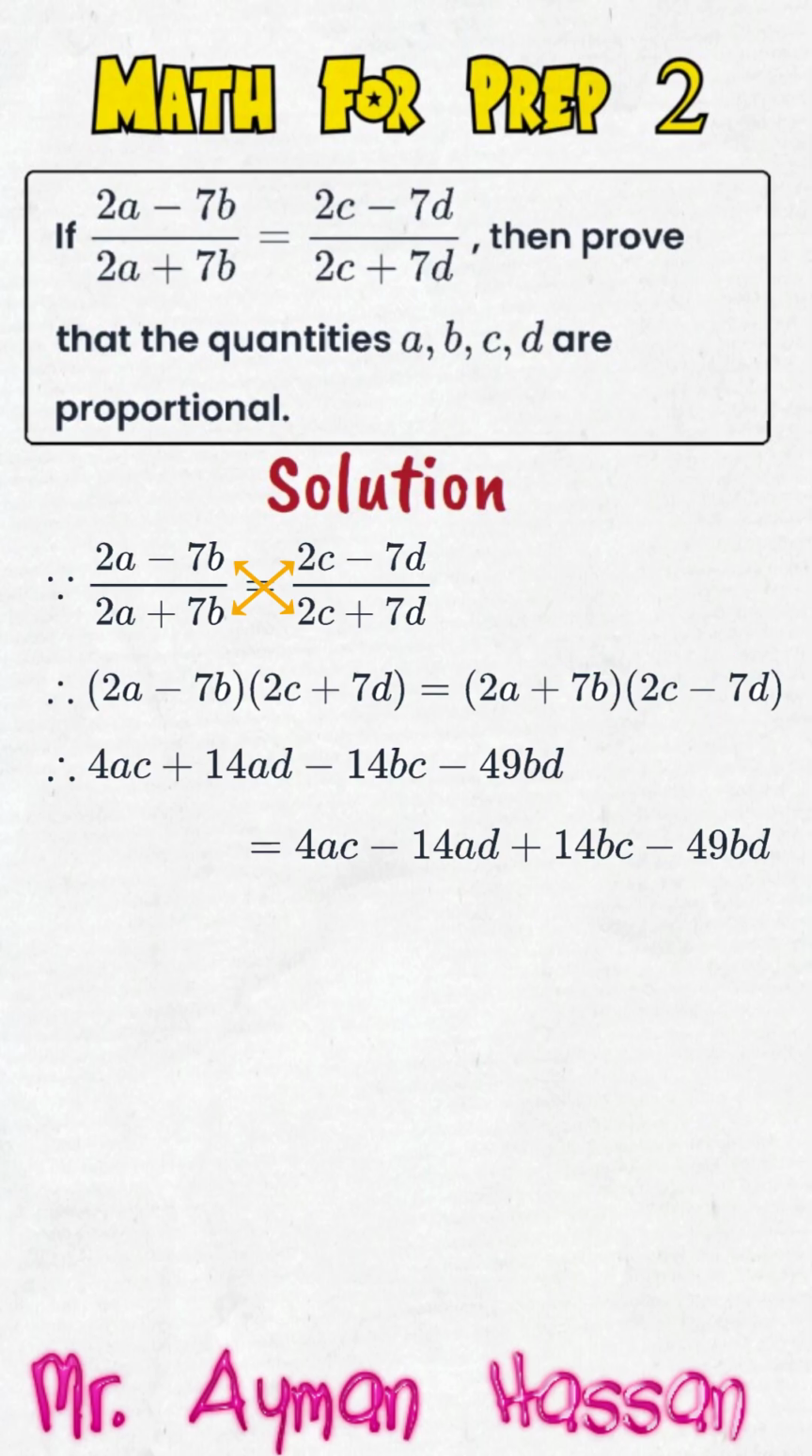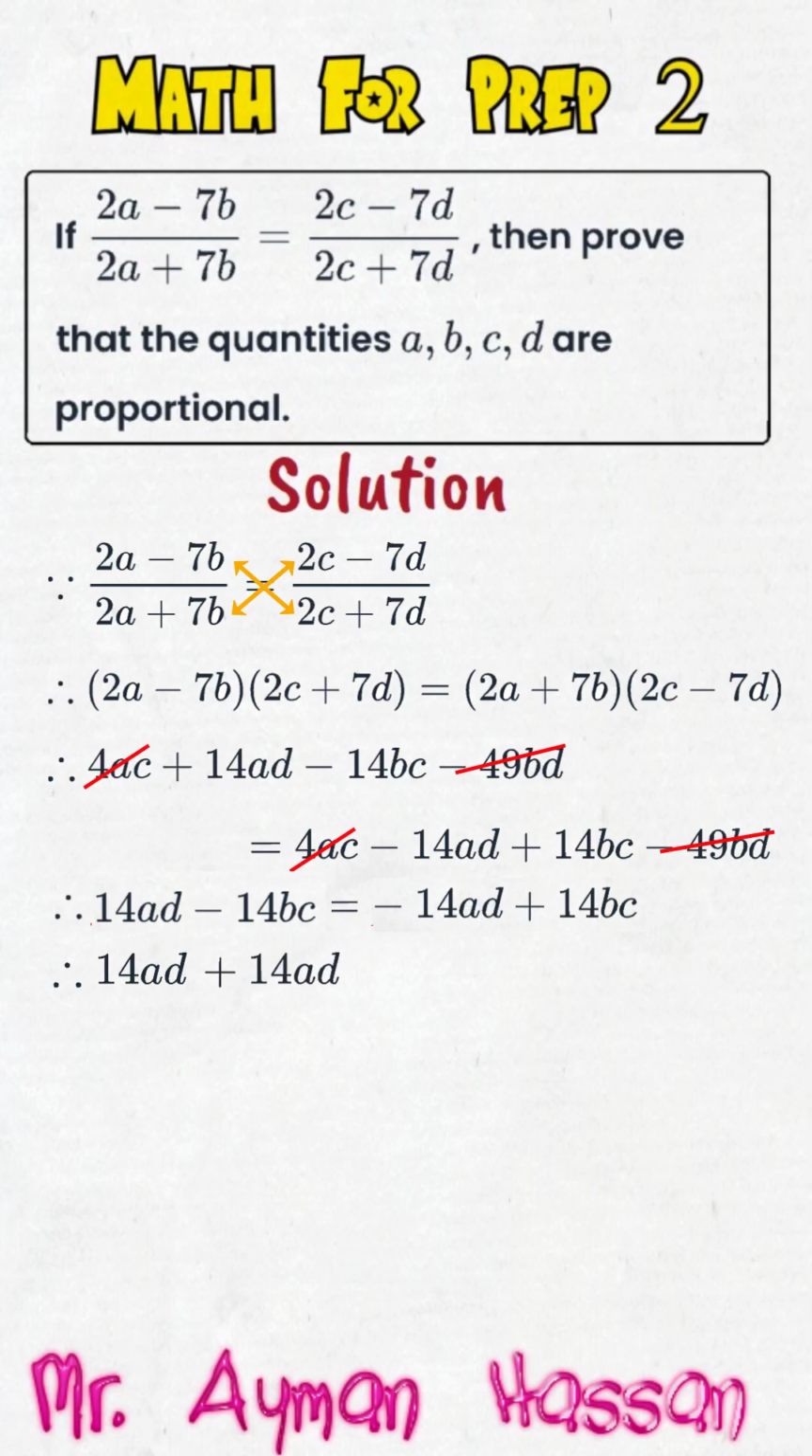Now, cancel the common terms. 4ac cancels with 4ac. Minus 49bd cancels with minus 49bd. So we are left with 14ad minus 14bc equals minus 14ad plus 14bc.